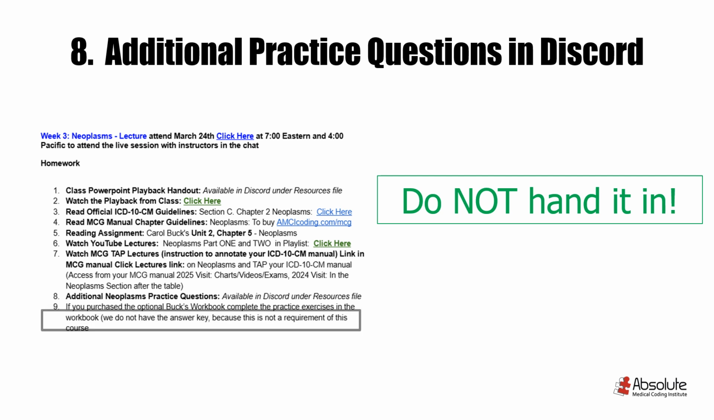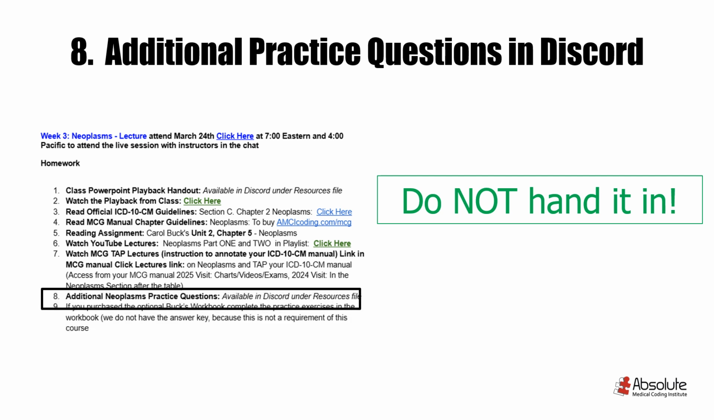And number 8, if you are in the Discord, there's some practice questions. I think there's like 15 practice questions. Go ahead and solve them. Please do not hand them in. And if you purchased the optional Buck's workbook, go ahead and do those corresponding practice exercises for Chapter 2, Neoplasms. Now, we don't have the answer key because this is not a requirement of our course, but it's an option if you have it.